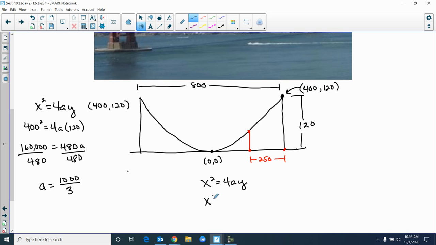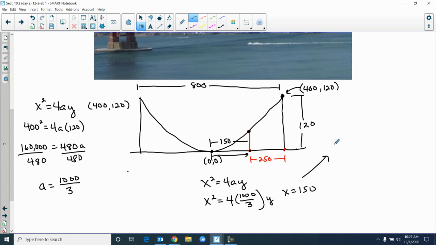And so now I have x squared equals 4ay, where a is 1,000 over 3. We need to figure out what this height is right here, the y coordinate of this point. What's the x coordinate I'm going to plug in? You have to be careful because you're not going to use 250. 250 is the distance from the tower. We need to know the distance from (0, 0). Since it's 400 total, that means this distance has to be 150. So that is the x value we're going to plug in.